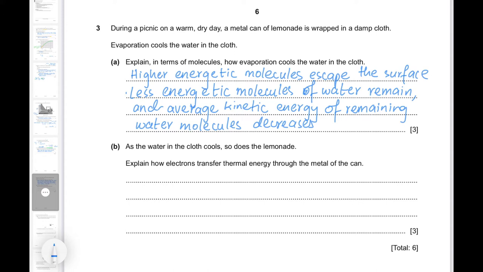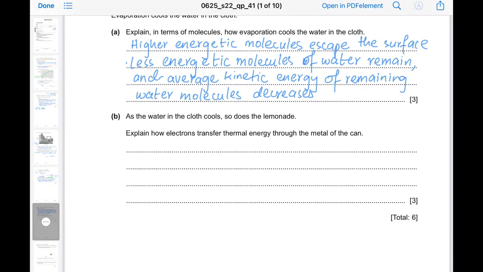B. As the water in the cloth cools, so does the lemonade. Explain how electrons transfer thermal energy through the metal of the can. Here I'd like to draw the structure of metals, or a metallic structure, where you'll have positive ions. These are basically atoms that have lost electrons. And then you'd have delocalized electrons that have come out of the atoms.